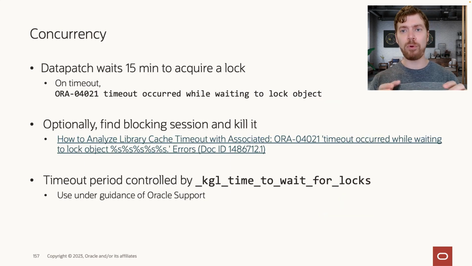So in that case, we will have a concurrency, and what Datapatch will do is it will try to acquire a lock for 15 minutes. And if it cannot get that object after 15 minutes, then it will have an error and timeout, okay? You can optionally find the blocking sessions and kill them while Datapatch is waiting for those locks. And if you want to change this timeout period, you can use the _kgl_time_to_wait_for_locks parameter. But we don't recommend you touch this parameter unless guided by an Oracle support engineer, okay?